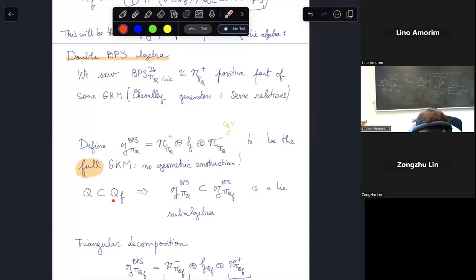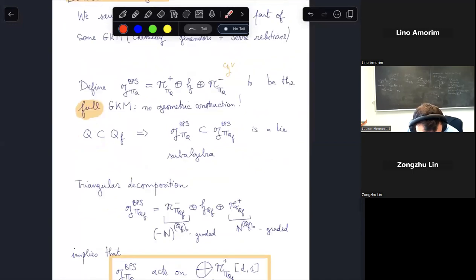And Q is a sub-quiver of QF, because QF was constructed by adding the infinity vertex and so on. So the BPS algebra for pi Q is a sub-Lie algebra of the BPS Lie algebra for pi QF. Again, any GKM has a triangular decomposition. But from a representation theory viewpoint, given a sub-quiver, the whole algebra is quite different. It's not going to be a sub-algebra or something.